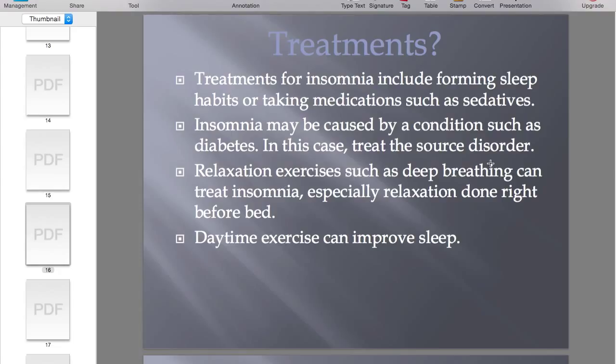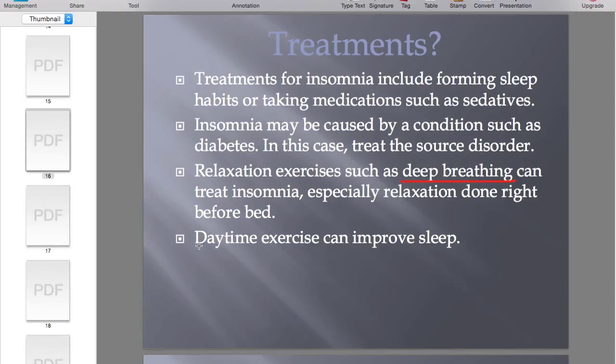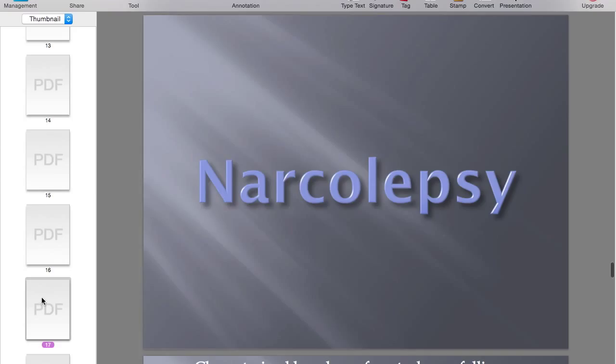Relaxation exercises like deep breathing are often used to treat insomnia, especially if you do it right before bed. A lot of people do that. And daytime exercise can improve the quality of your sleep. Narcolepsy. This is the next sleep disorder.